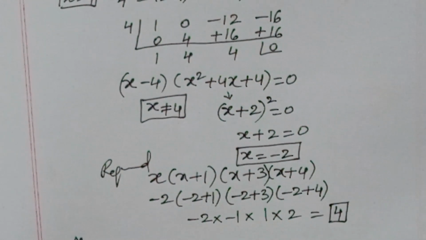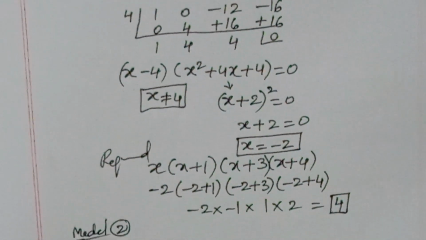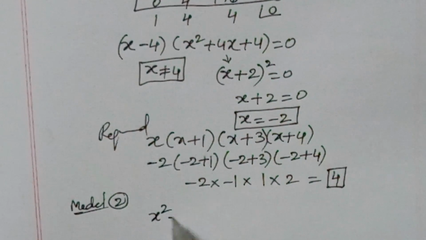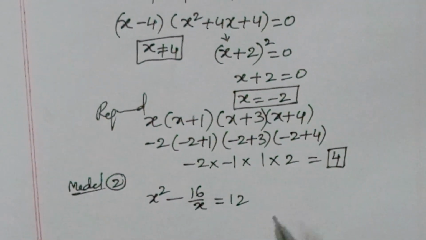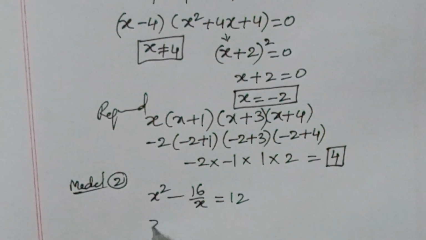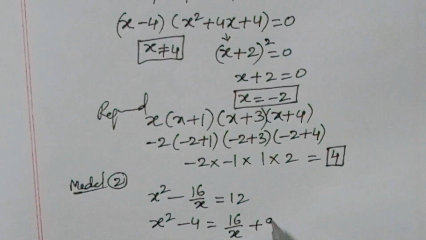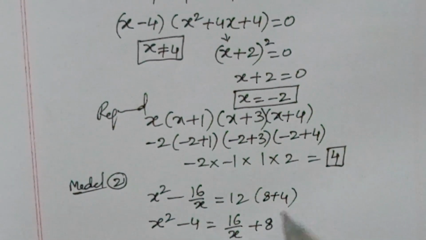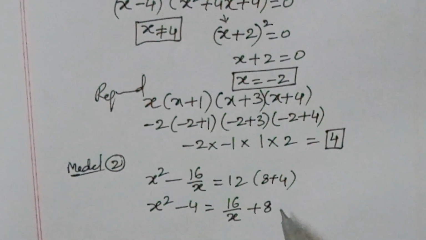So here the second model, where the logic will be there. So here what is given? X square minus 16 by x equal to 12. So here you have to adjust. X square minus 4 equal to 16 by x plus 8. So here 12 is written as 8 plus 4. So 4 is going that side. Minus 4 here, you are writing 16 plus 8.